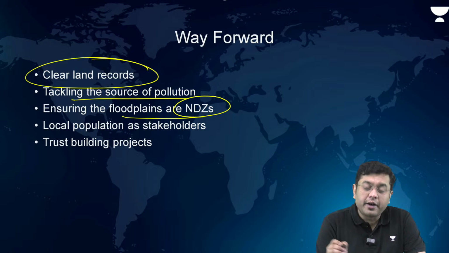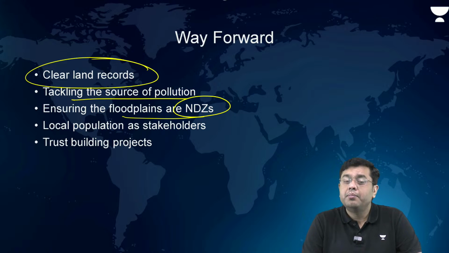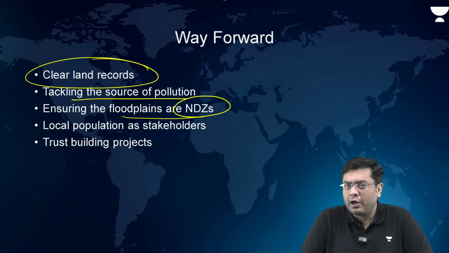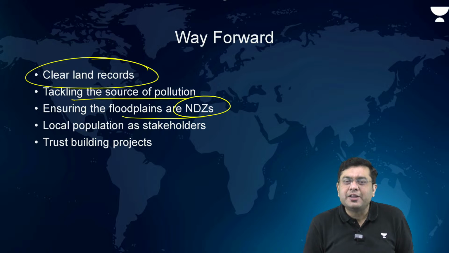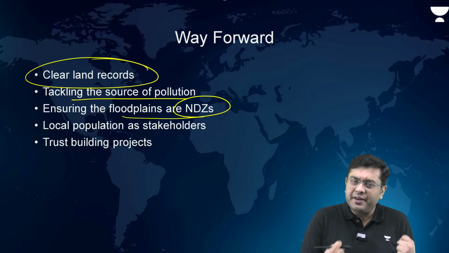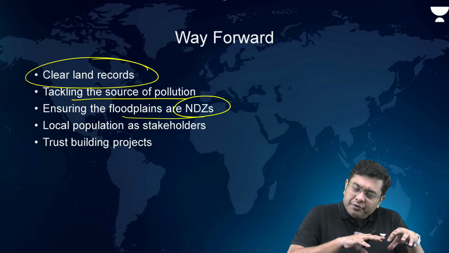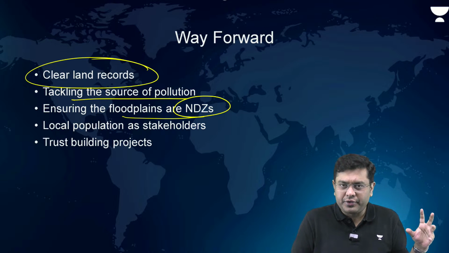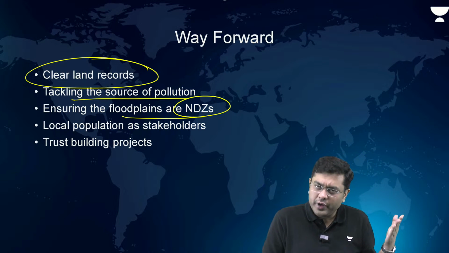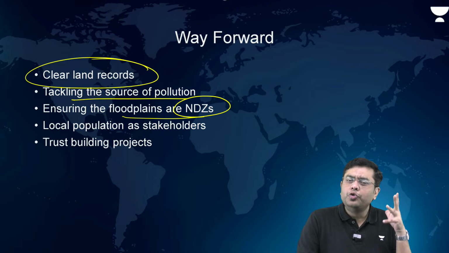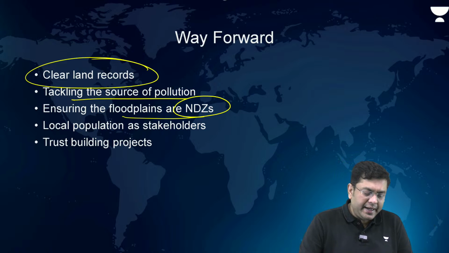Ensuring the floodplains are no development zones, point blank, right? Regardless of whosoever wants to settle in the floodplains, you should not allow them to settle. Why? Because these floodplains are the natural absorbers of the life cycle of the river. If you destroy the floodplains, then the river slowly and steadily stifles into suffocation and the ecological flow of the river stops. So that is where these no development zones should be maintained.